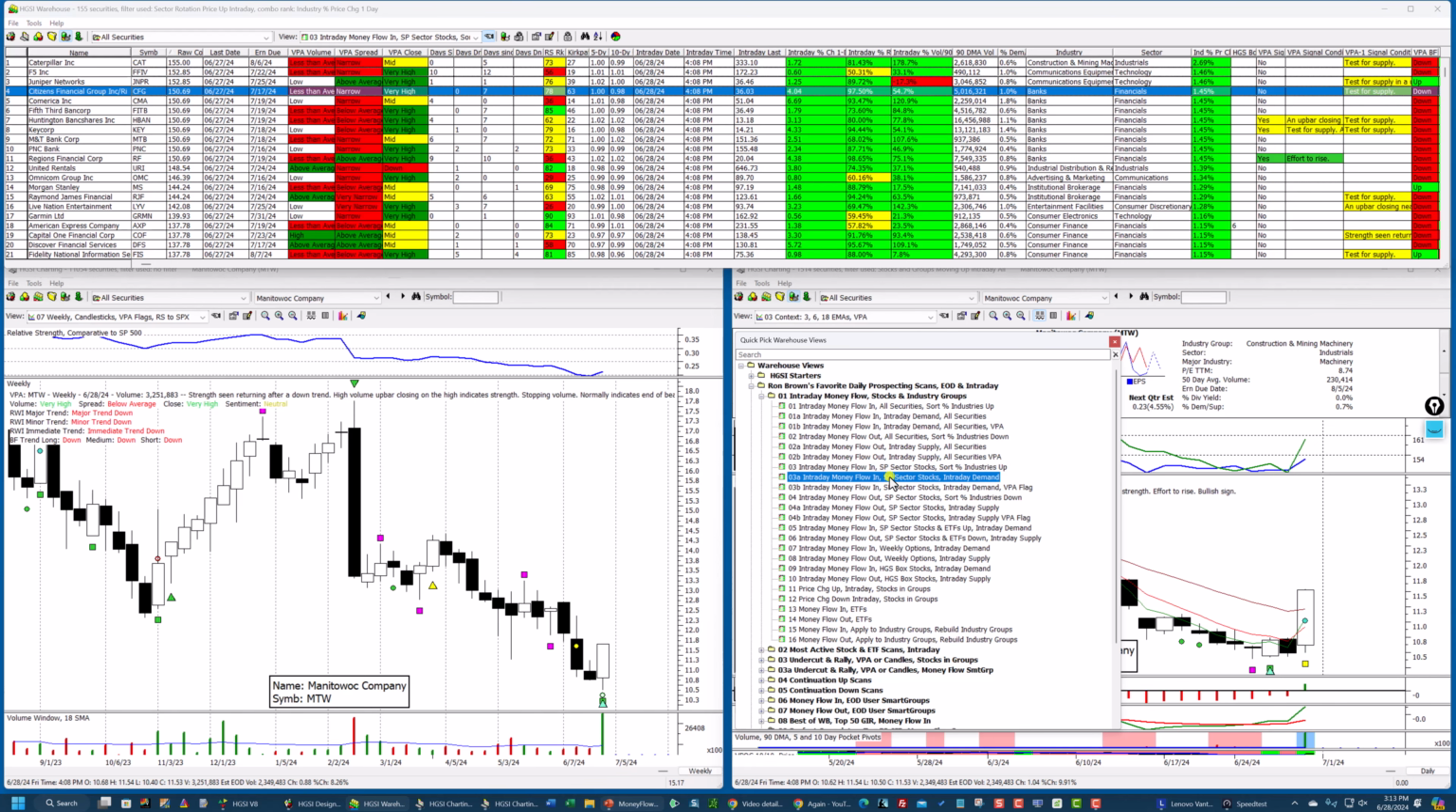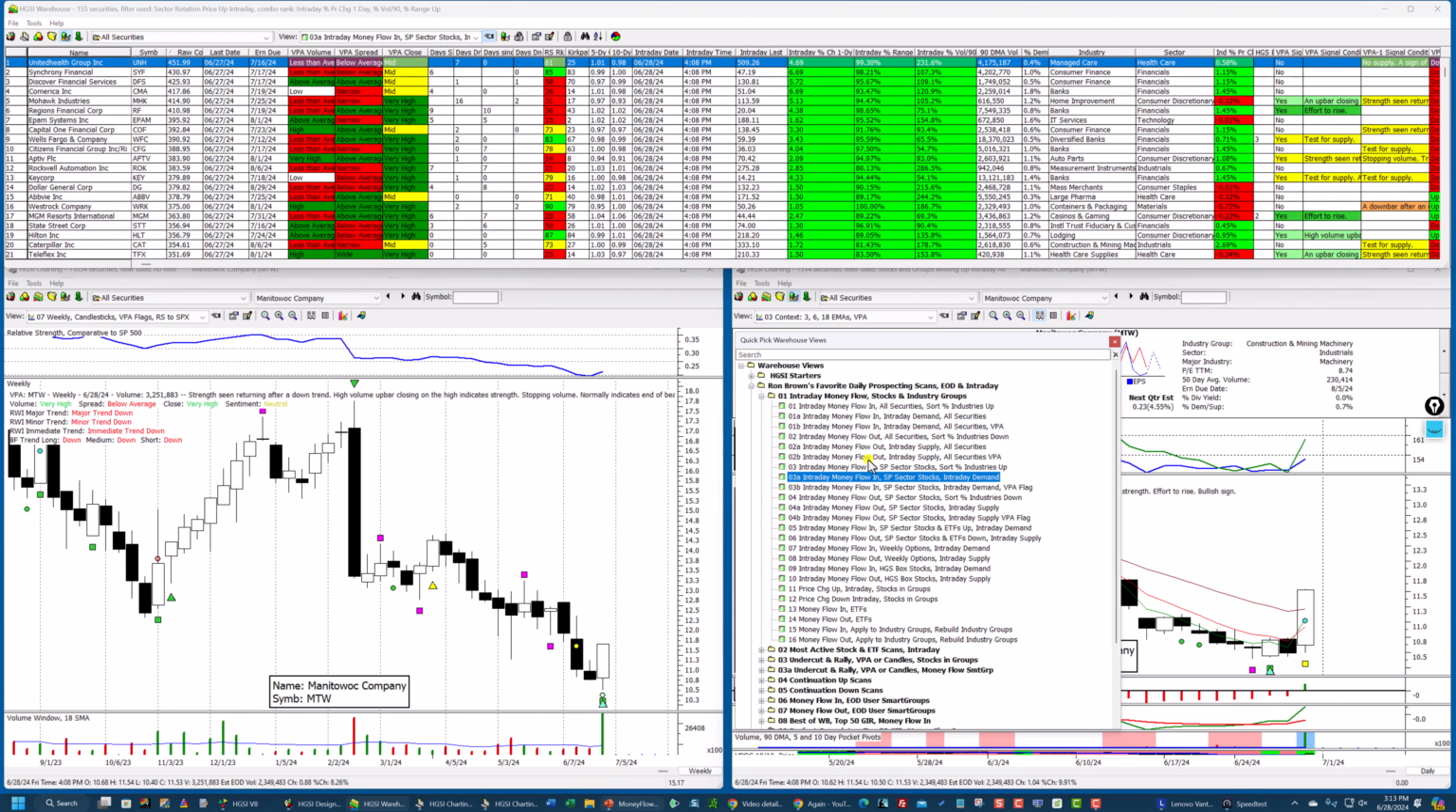I have the same scan with the demand scan here. I don't need to change the raw combo. And these stocks are sorted according to my demand combo. And United Healthcare is up 4.69% today. The relative strength is 61.